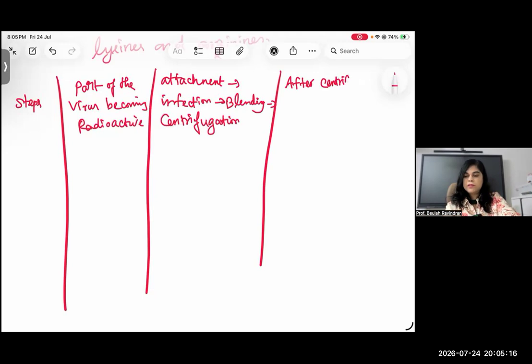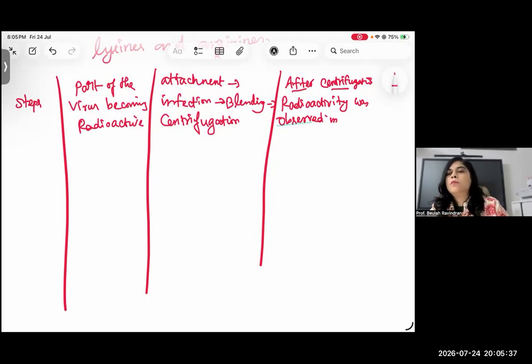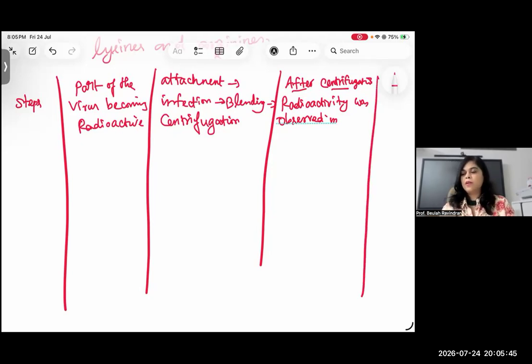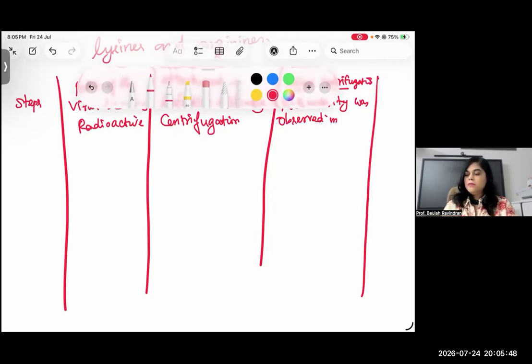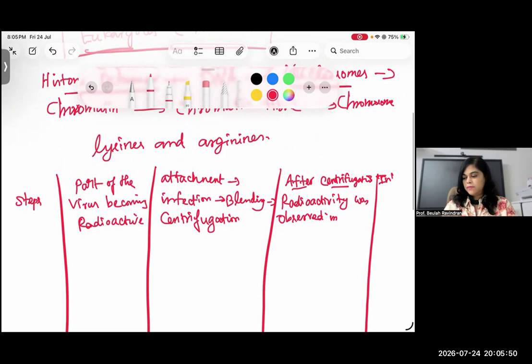After centrifugation, we test the samples. Radioactivity was observed in, okay, it was observed. And then what is the inference? That also we can understand: whether DNA is the genetic material or not. In all research we can say inference like that.